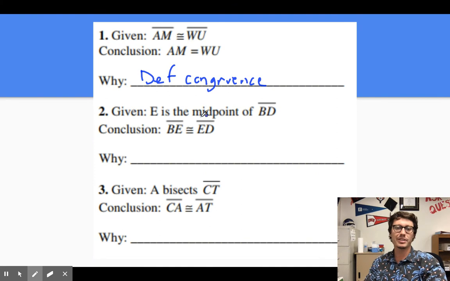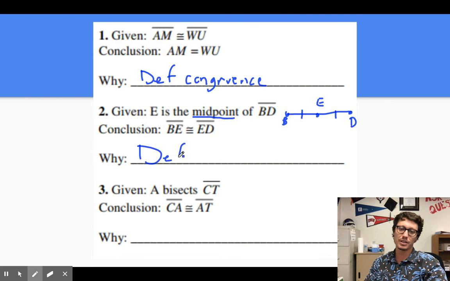Okay, given that E is the midpoint of BD, again, draw a picture if you need to. E is the midpoint of BD, so we know that this is segment BD, and it says that E is the midpoint. Now they're saying that we can prove that BE here is congruent to ED. How? Well, again, keywords. We know that this is true because that is literally the definition of a midpoint.